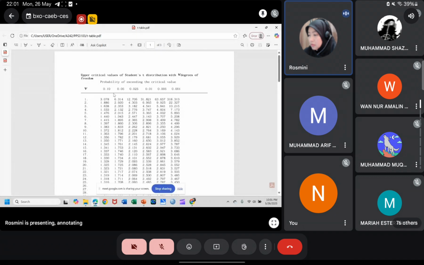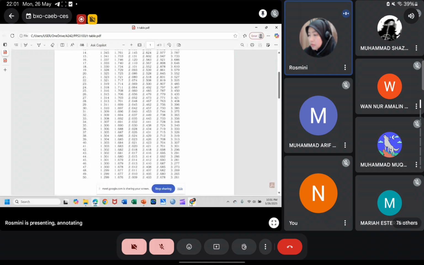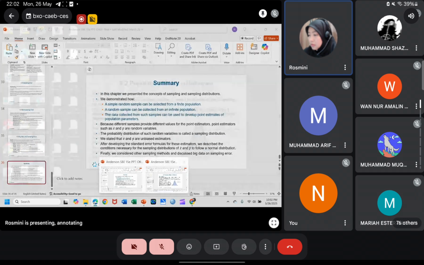And then we have 0.1, 0.05, 0.025. So when you divide this one here by 2, you will get this one here. So 0.05 divided by 2 is 0.025. The same here, 0.1 divided by 2 is 0.05. So you will keep on dividing and dividing, and you will get this.